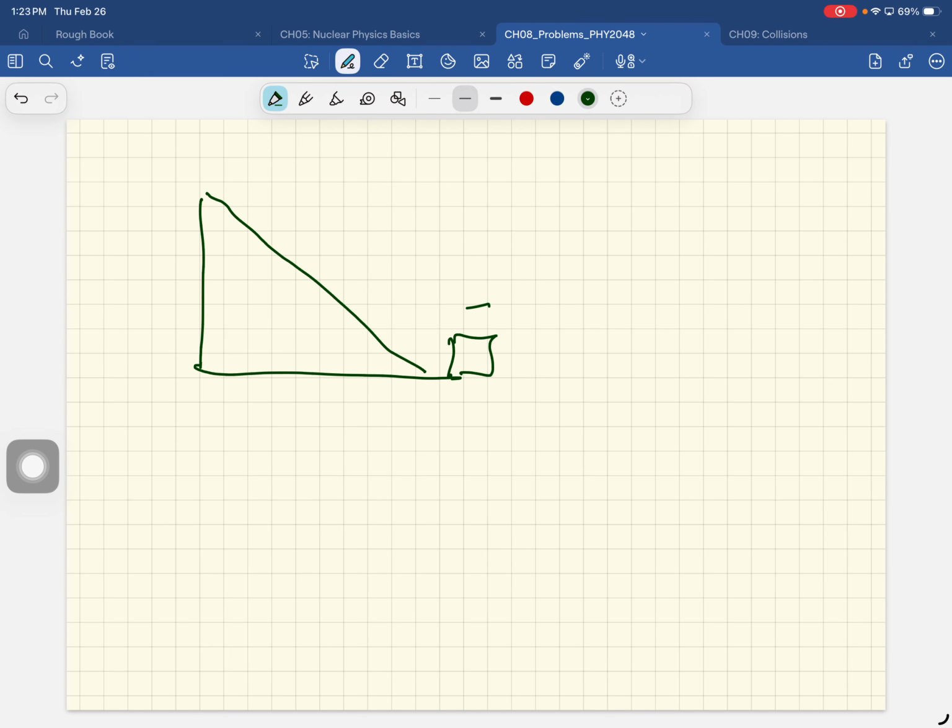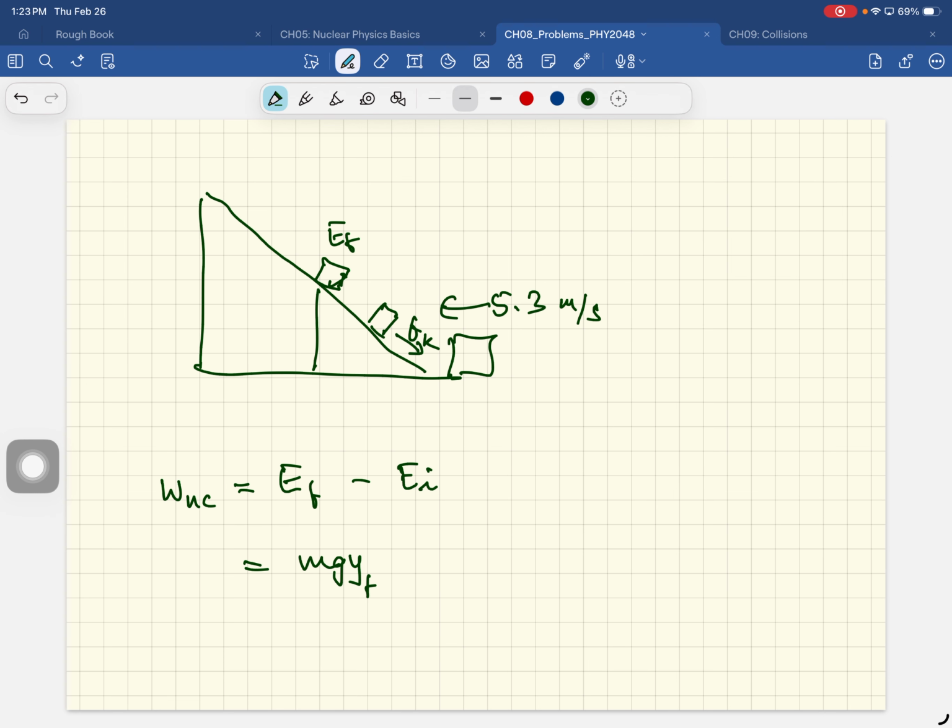So at the bottom, you're going at 5.3 meters per second. And then friction is doing work on you. And so how high you go, this will give you gravitational potential energy. So this is E final. Non-conservative work equal to E final minus E initial. I'm going to quickly do this. E final, all you have is gravitational potential energy. Initially, you have kinetic energy.